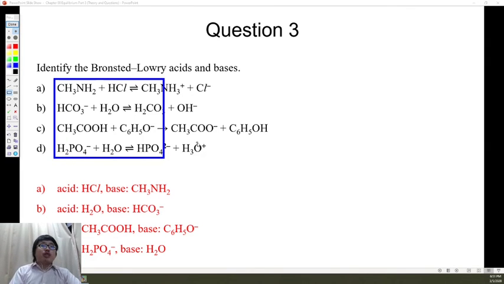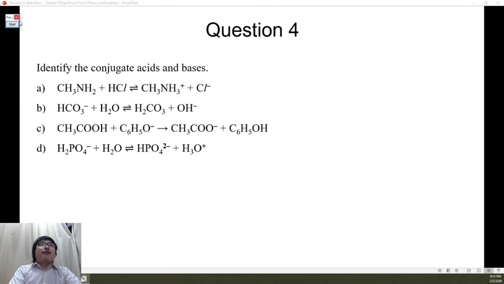What is the shortcut to this? Very simple if you want to identify: did it add H or not add H? Add H, base. Don't add H, give away H, acid.